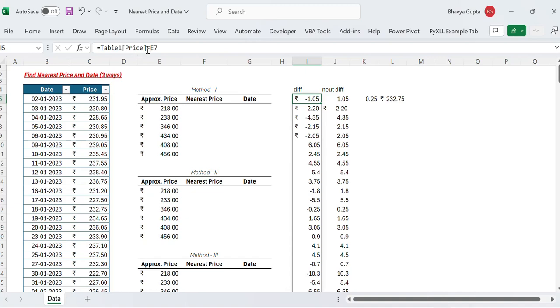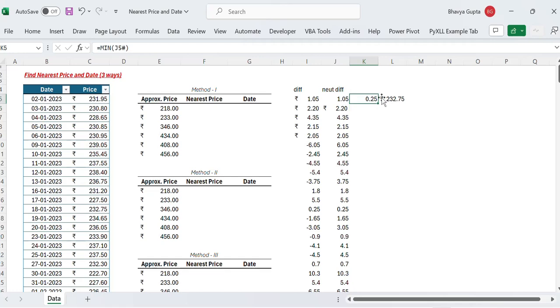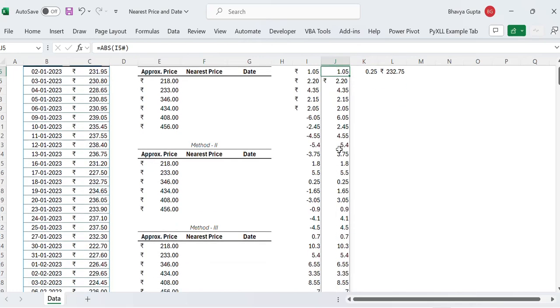Now let me also show you that the result will be the same if we do it the other way around. So E7, that is approximate price minus each of these prices, if we do this, then also our result will be unchanged, because at the end we are making the signs similar here.